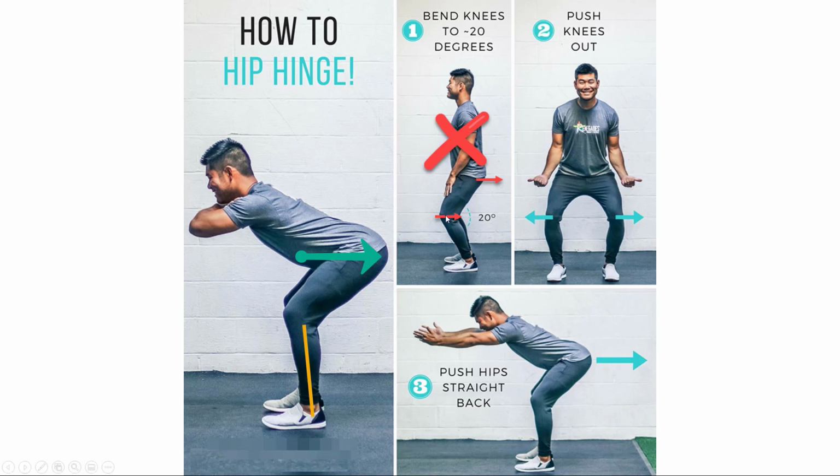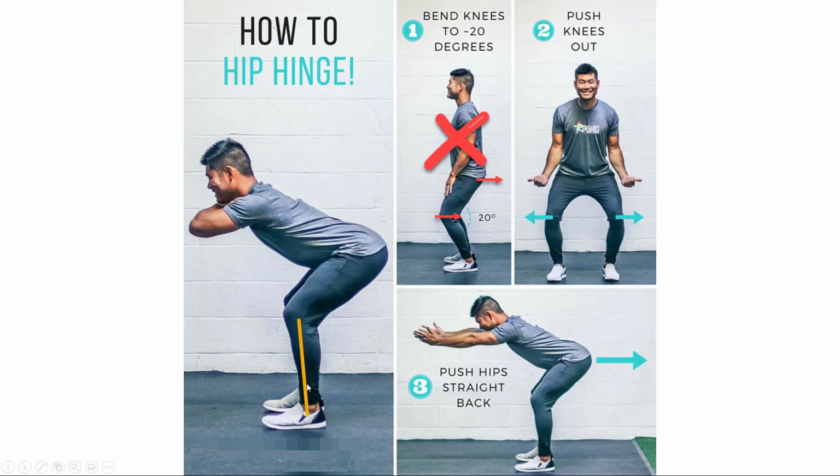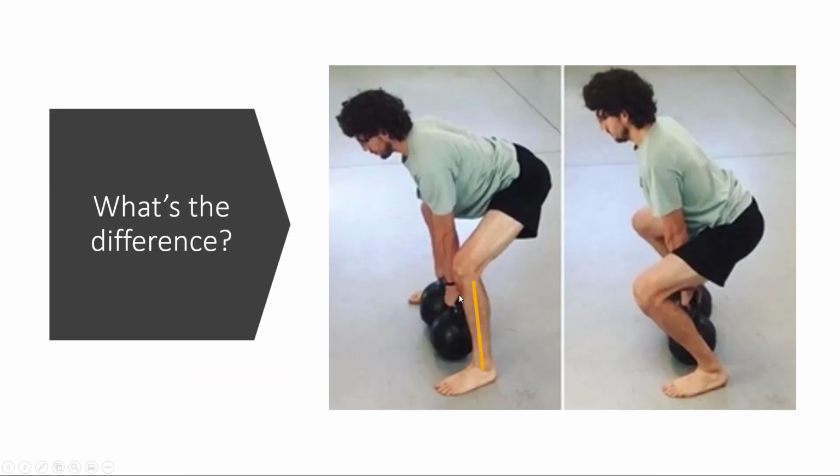Okay, so that's the big difference: when you're squatting, your knees go forward, feet stay flat. When you're hinging, your knees aren't moving. Your hips go straight back. And just like this, right? You can see perpendicular, straight up and down. No problem. Perpendicular, straight up and down.